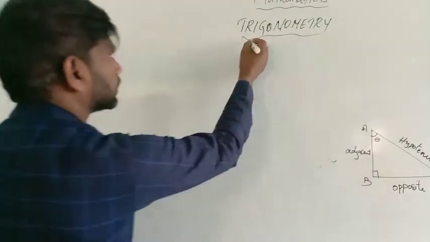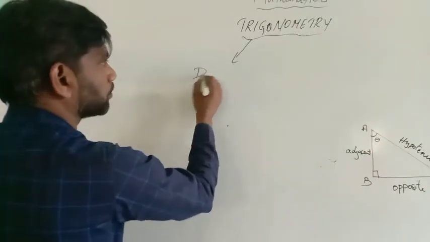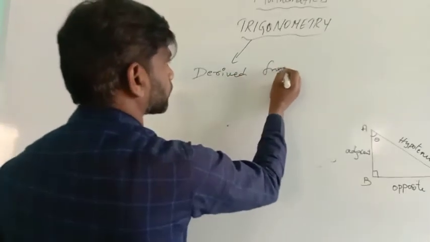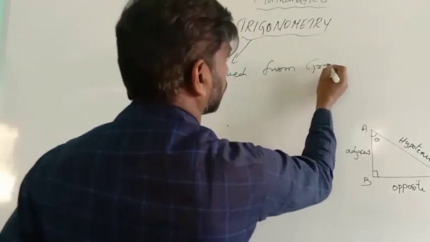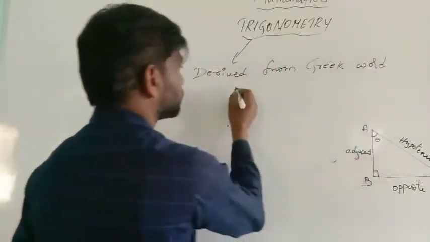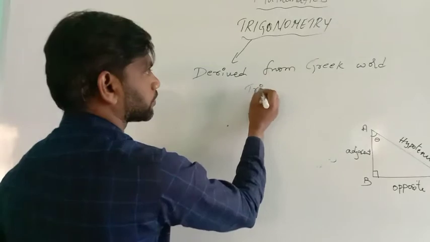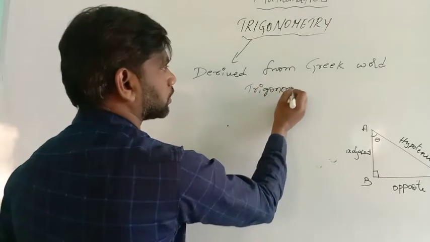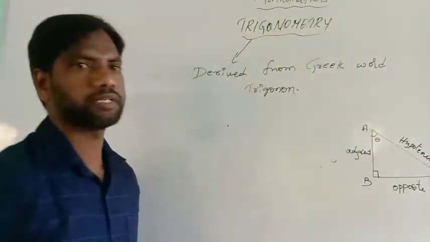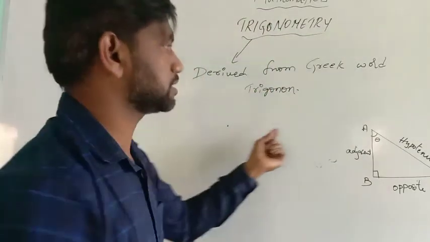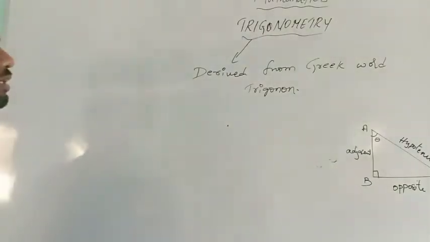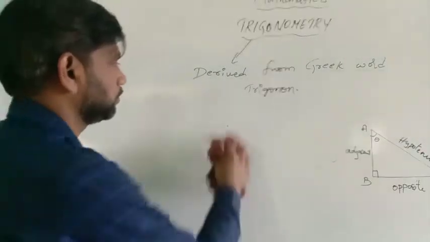Before that, trigonometry is derived from a Greek word, trigonon, which means the measure of the triangle.